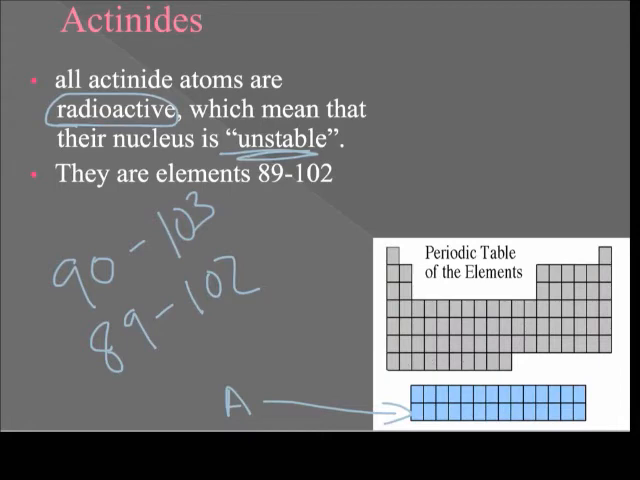So how will you remember that actinides are radioactive? In the word radioactive are the letters A-C-T, act, active, and A-C-T, actinides, and that's how you can remember. Give me some examples of actinides using your periodic table in your vocab sheet.